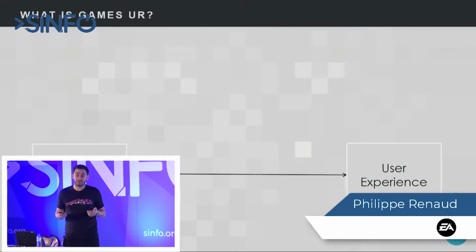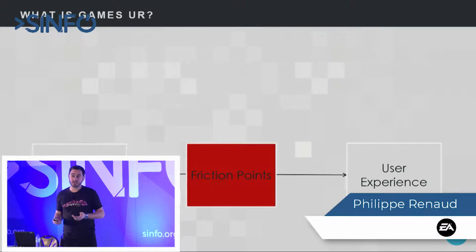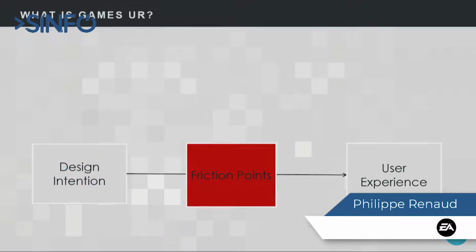Because unfortunately, there are friction points that come in together. We call those friction points blockers, barriers. They get in the way of the design intention, and they keep the user experience from being what it's supposed to be. And it can come in many forms. It could be frustration because the game is too hard. It could be boredom because the game is too easy. It could be confusion because you just don't know where to go.